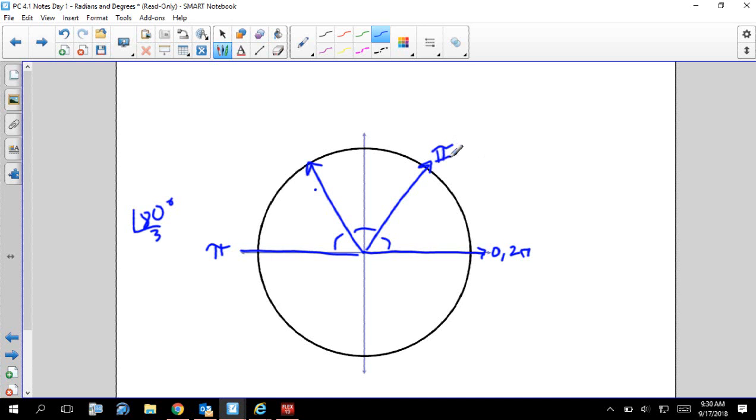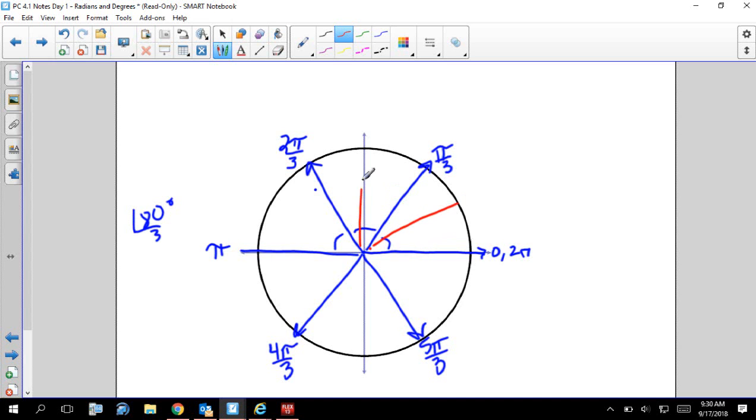So pi over 3 is our first one. Our second one would be 2 pi over 3. And then 3 pi over 3 is just pi. And then we keep going to 4 pi over 3, 5 pi over 3, and 6 pi over 3, which is 2 pi. I can also use this exact same picture and divide it into 6s. So if I could divide pi into 3s and then just half of those, then I've got 6s.